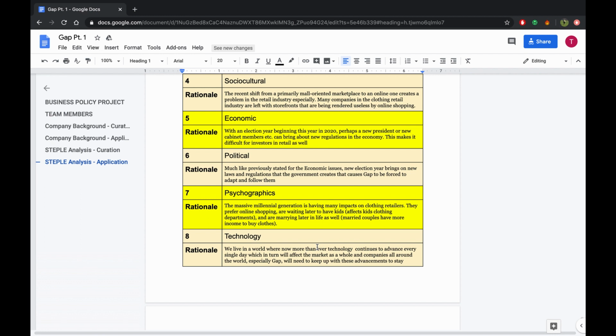The last issue we ranked was technology. Since we live in a world now where more than ever technology advances every day, companies all around the world will be affected, especially Gap, one of the larger clothing retailers. Gap will need to keep up with these advancements to stay relevant.